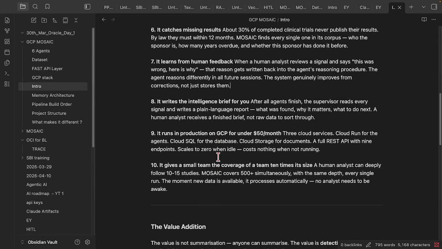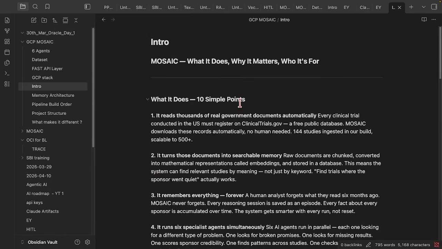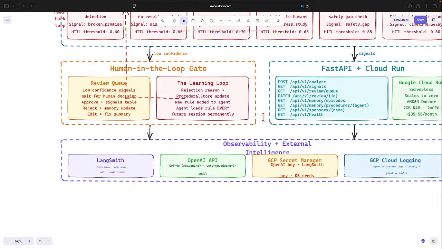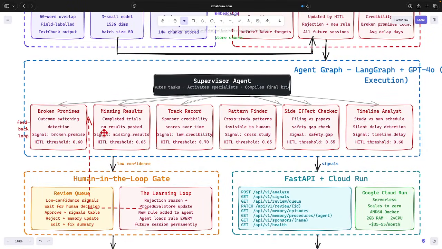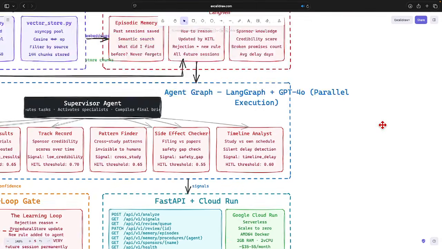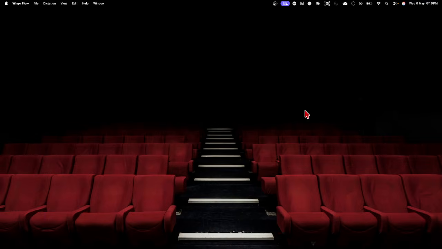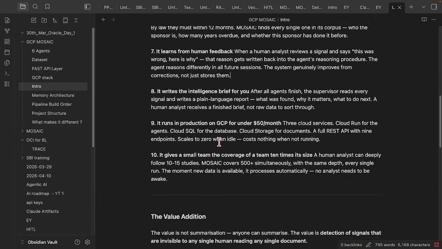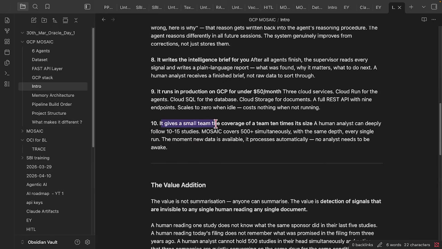Cool. It writes the intelligence brief for you. So there is one more agent which is going to write that intelligence brief. If you see, there are 6 agents: broken promises, missing results, track record, pattern finder, side effect checker, and timeline analyst. I find it very cool. And it gives a small team the coverage of a team 10 times its size. Just imagine, this is fantastic.